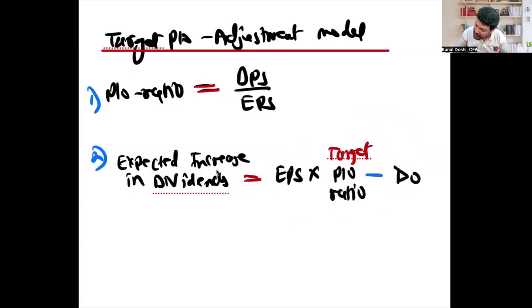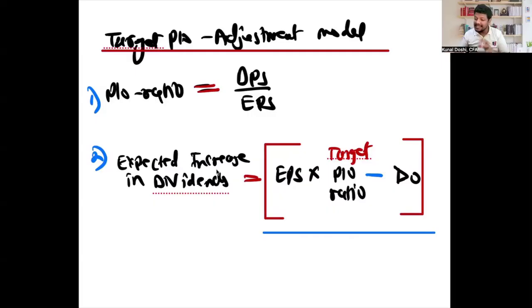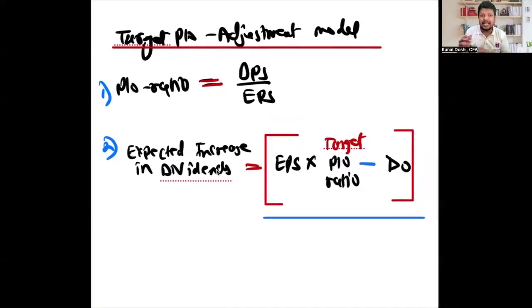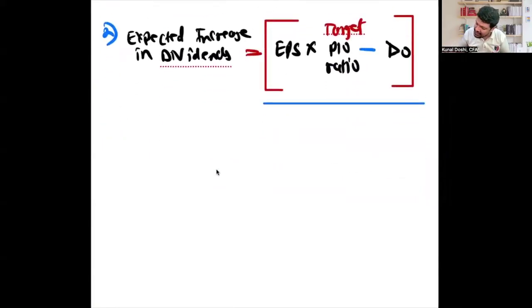D0 is the recently paid or previously paid dividend. This is the difference between what the company expects to pay and what the company just paid. This difference, the company wants to reach over a period of time. That time period is called the adjustment factor, and you can multiply with the adjustment factor, or I simply divide it by n. Now what they do is that instead of this, they multiply this with the adjustment factor.